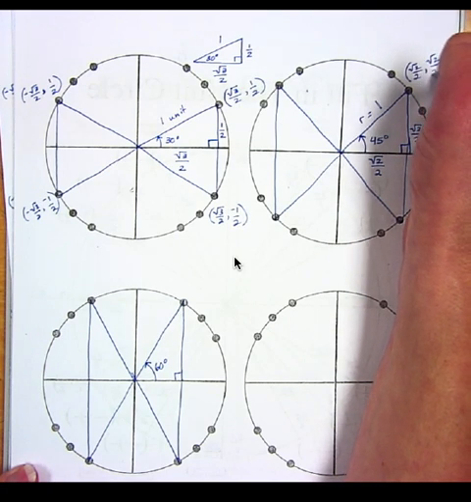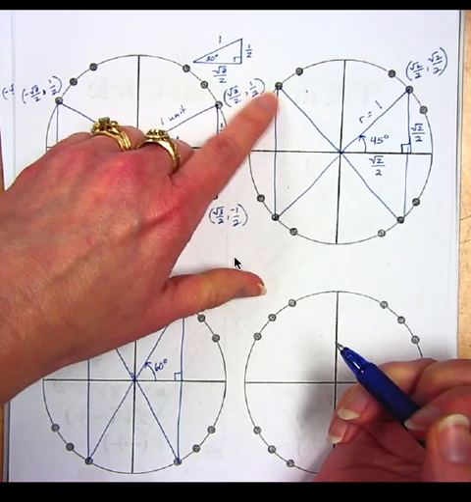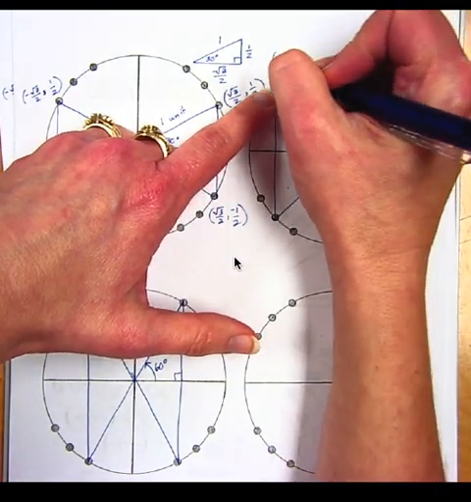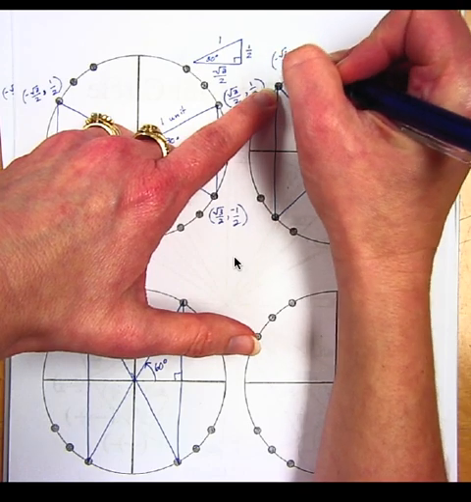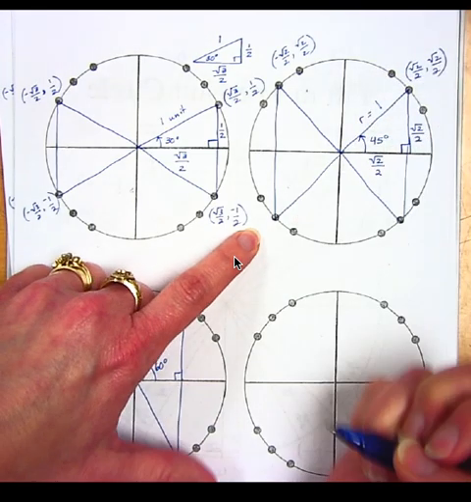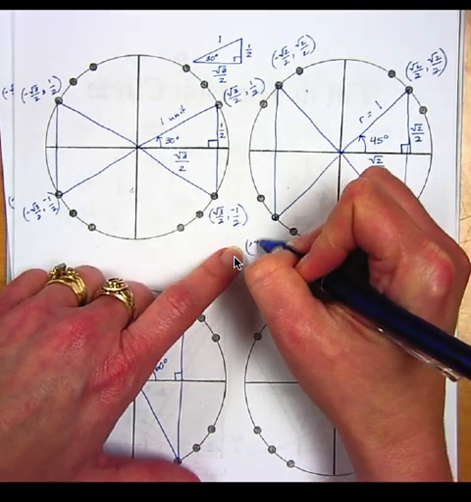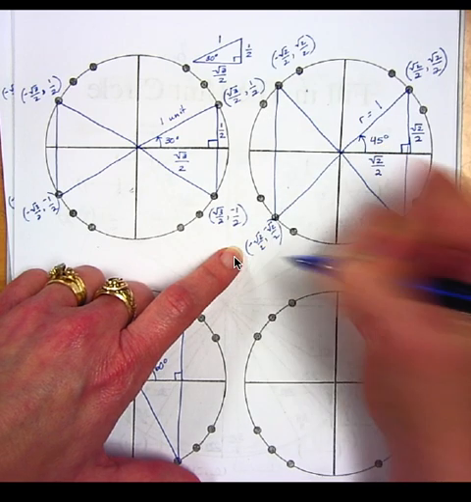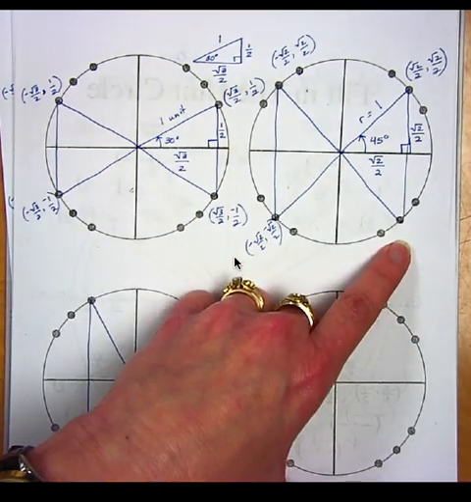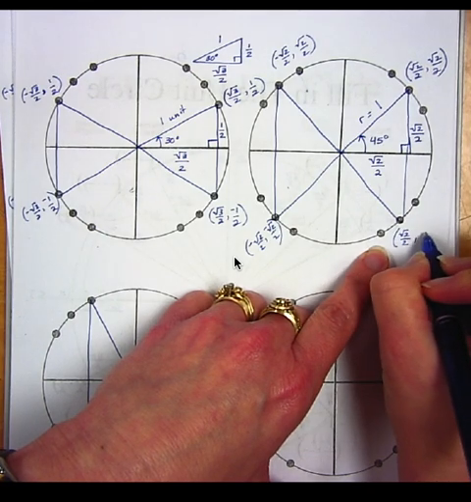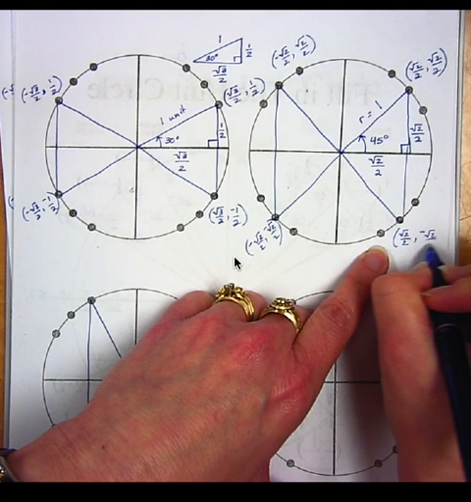And another one. Okay, and what are the signs on this one? Okay, so we have negative square root of 2 over 2, positive square root of 2 over 2. Signs here? Negative, negative. And signs here? Positive, negative. Positive, negative. So the square root of 2 over 2, and then a negative square root of 2 over 2.